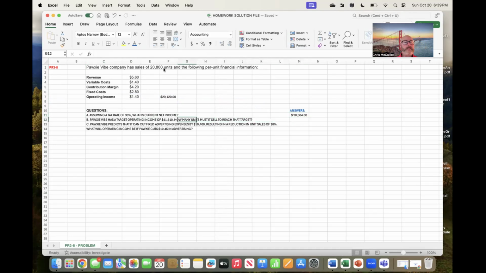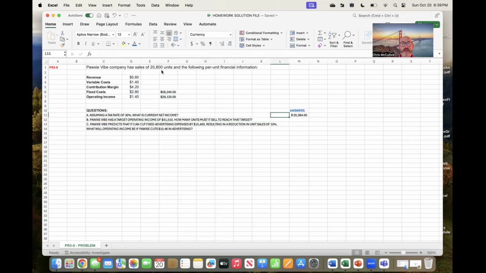Okay, next thing they ask us to do, it says Poxy Vibe has a target operating income of 41,510. How many units must it sell to reach that target? Well, to do this, we need to take our target profit and add that to our fixed cost and then divide by the contribution margin per unit. So we needed to get total fixed cost. So again, I'm going to take this and multiply this by 20,800. Again, I'm just pulling that from the number of units they give us here.